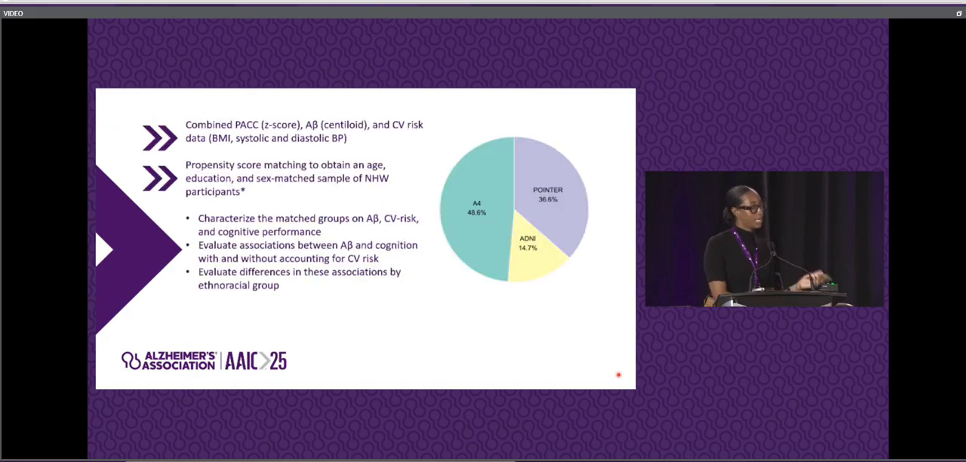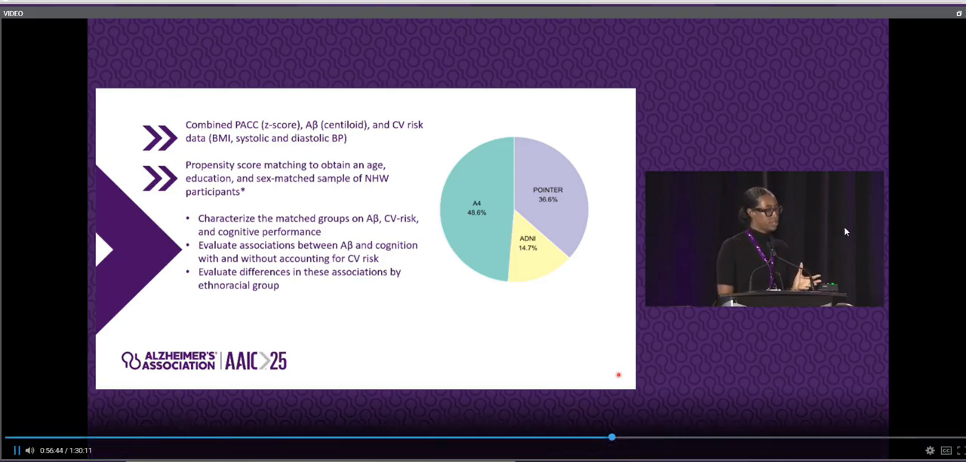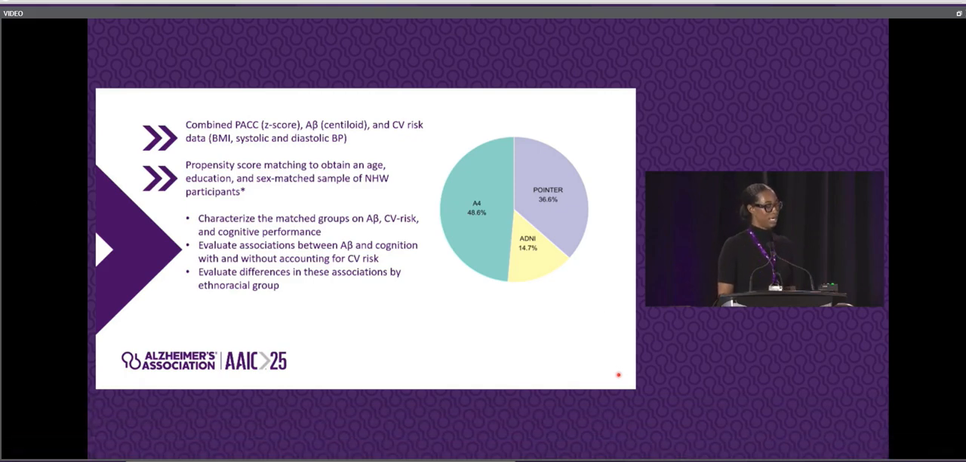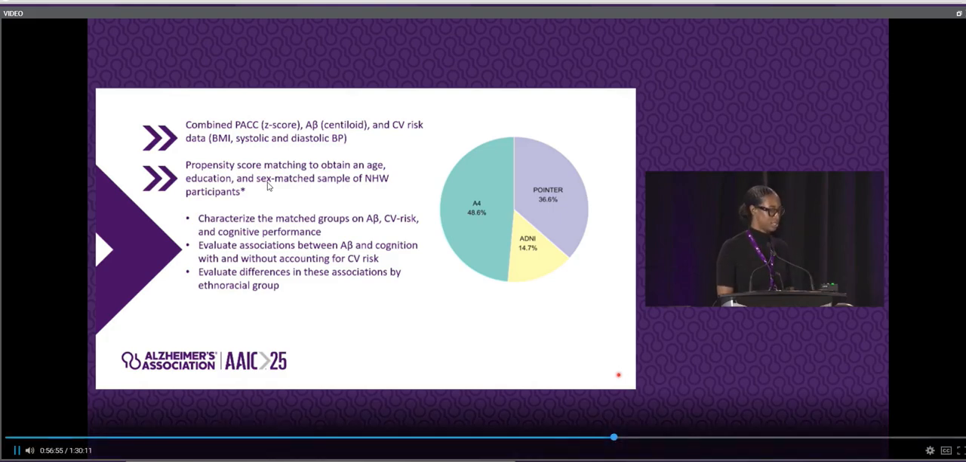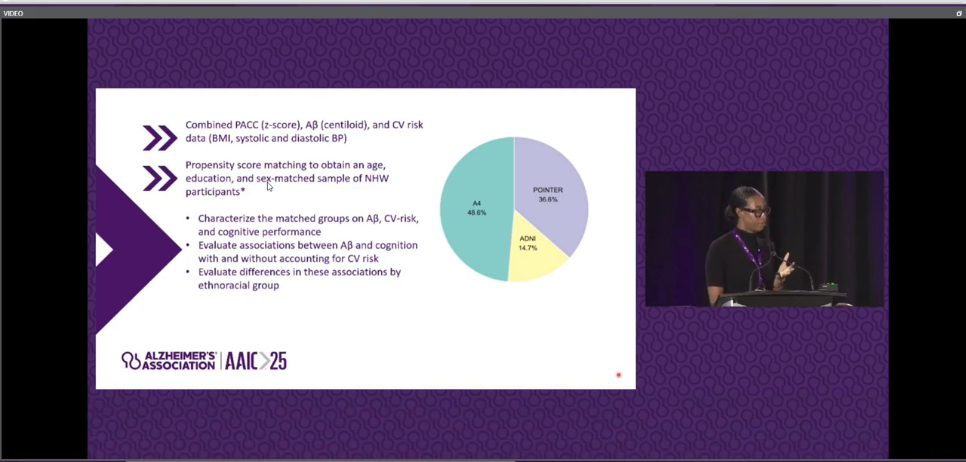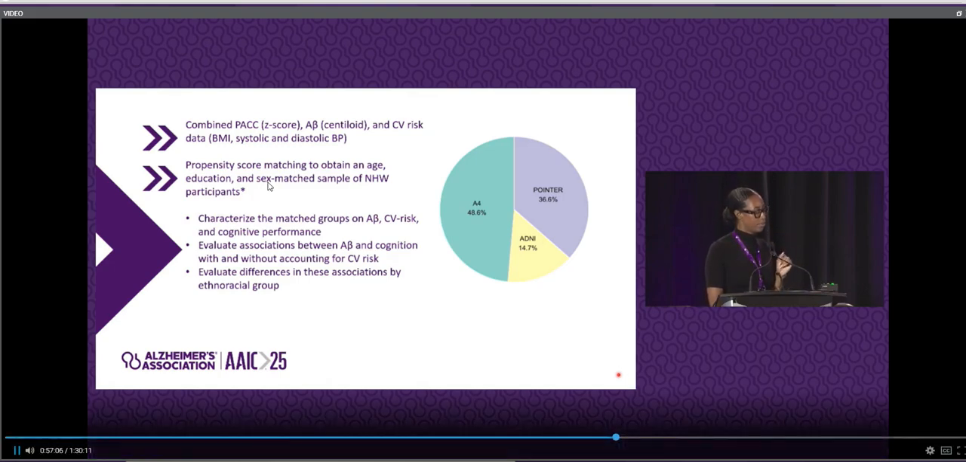And so we combined this cognitive, amyloid, and CV risk data in these three cohorts to obtain a larger combined sample of Black participants. Just to note, tau data was limited in these Black participants. However, that remains a future goal with the advent of more gold standard harmonization techniques for different tau tracers. But after combining these cohorts to obtain this combined sample of Black participants, we used propensity score matching to obtain an age, education, and sex matched sample of non-Hispanic white participants.